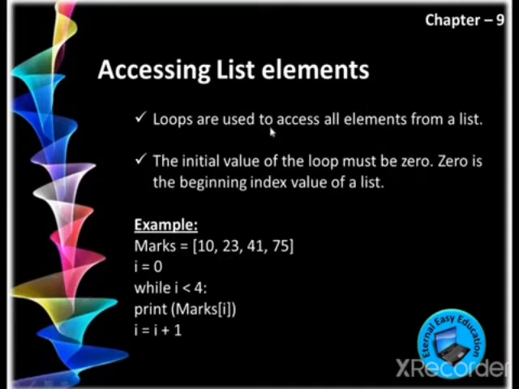Loops are used to access all elements from a list. The initial value of the loop must be 0. 0 is the beginning index value of a list. We will see this with the example. Here is the example. We will work it out with the IDE of Python.